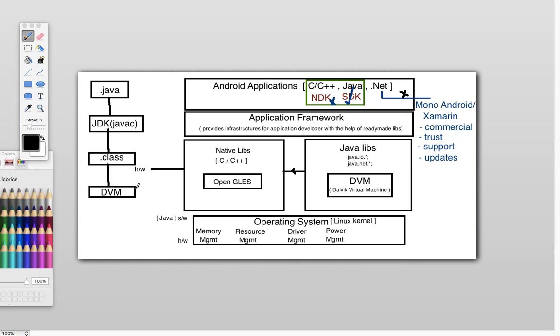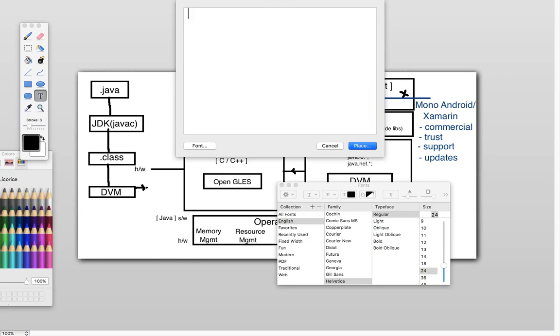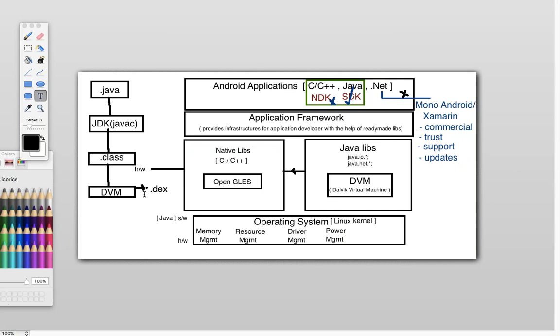DVM directly will not execute the Java bytecode. First, it is going to convert it into its own bytecode format called .dex. First, DVM will convert into its own bytecode format called what? .dex. Then it will execute the .dex file.